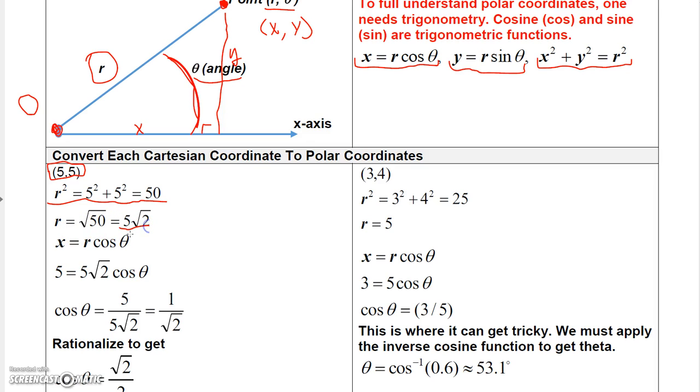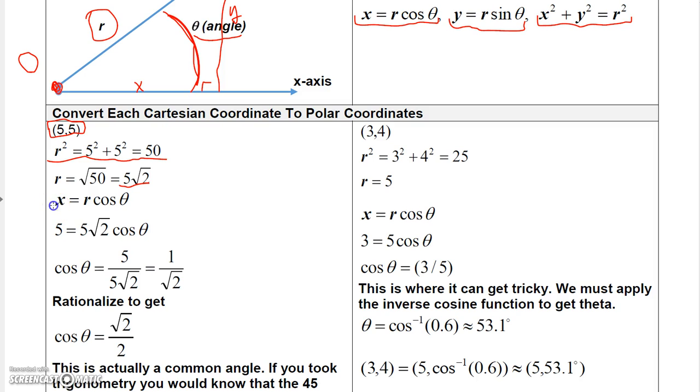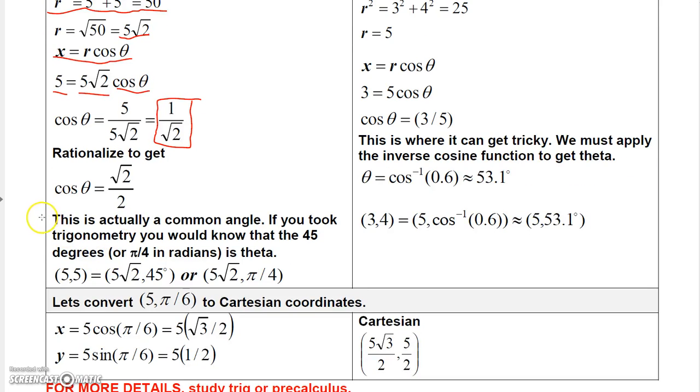Now, since we know x equals r cosine theta, then we can put in 5 for x, and r we know is 5 square root of 2, and cosine theta we don't know. But if we divide 5 square root of 2 into 5, we get 1 over square root of 2. So the cosine theta is 1 over square root of 2, or you could say square root of 2 over 2. Now, this is actually a common angle.